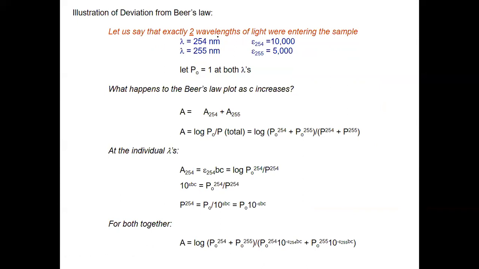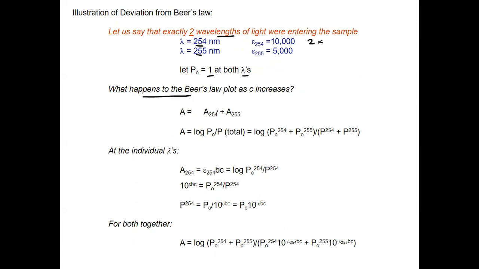Let's say we have two wavelengths of light entering the sample. One at 254 and one at 255. So you could see the difference here. One is 2 times in terms of molar absorptivity. Okay, so if we let the light that goes in equal 1 at both wavelengths, we can see what happens to the Beer's law plot as the concentration increases.